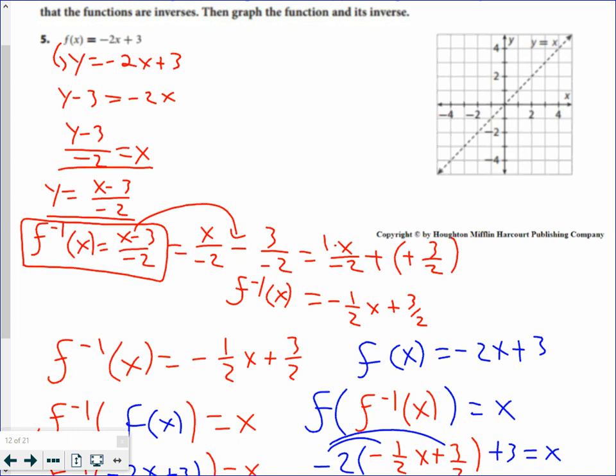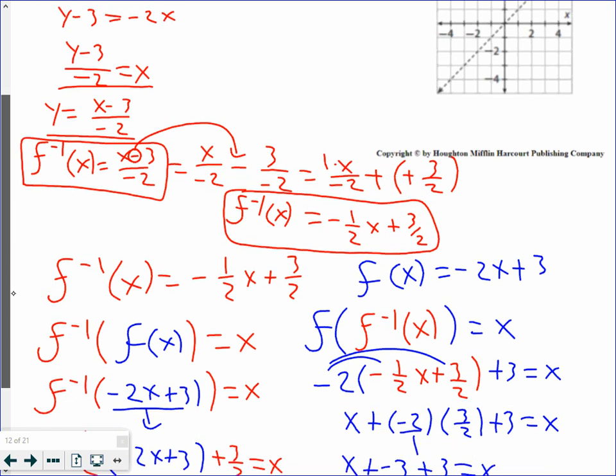So I work this out. It's just all the math right here. Distribute the negative 2 to the x and to the negative 3. And this negative right here is what goes in the middle. So x minus the 3 all over the negative 2. You work that out, and you end up getting f inverse of x equals negative 1/2 x plus 3 over 2.